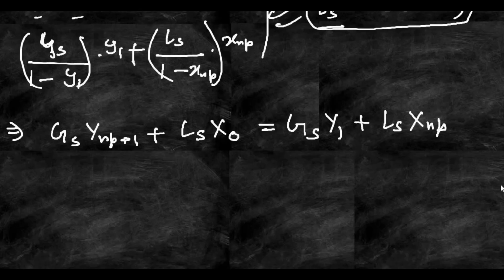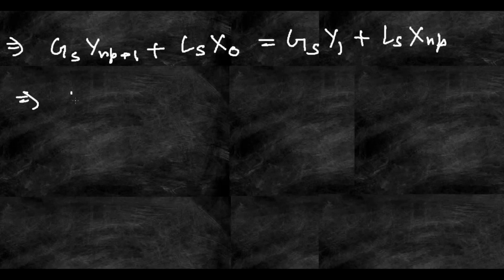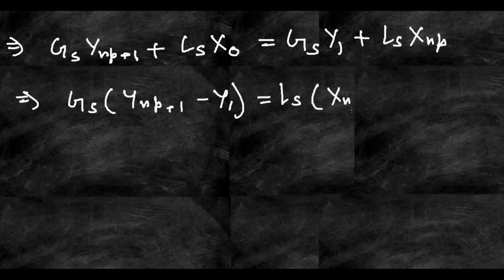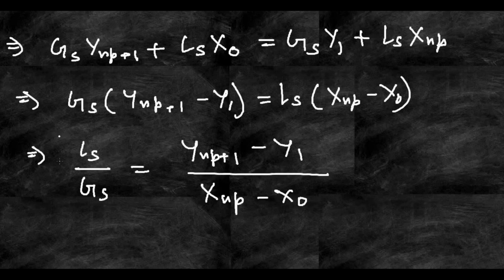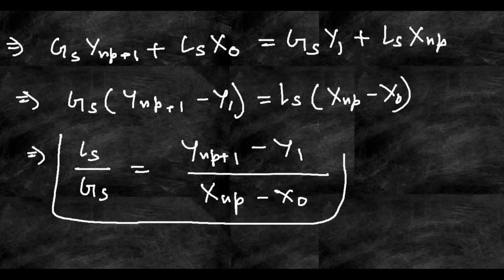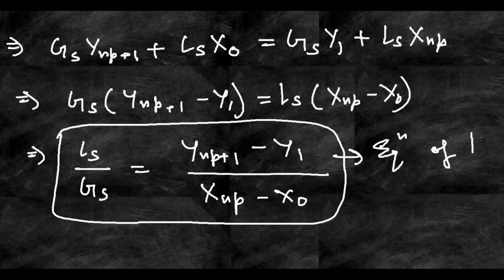So now I will simplify this equation. I will take the Gs terms on one side. So Gs times (Y_{N_P+1} minus Y1) equals Ls times (X_{N_P} minus X0). This is what I have. So from here what I can write is Ls by Gs equals (Y_{N_P+1} minus Y1) divided by (X_{N_P} minus X0). This equation is very important in solving most of the absorption problems, because this is the equation of the operating line. This is the equation of the operating line.